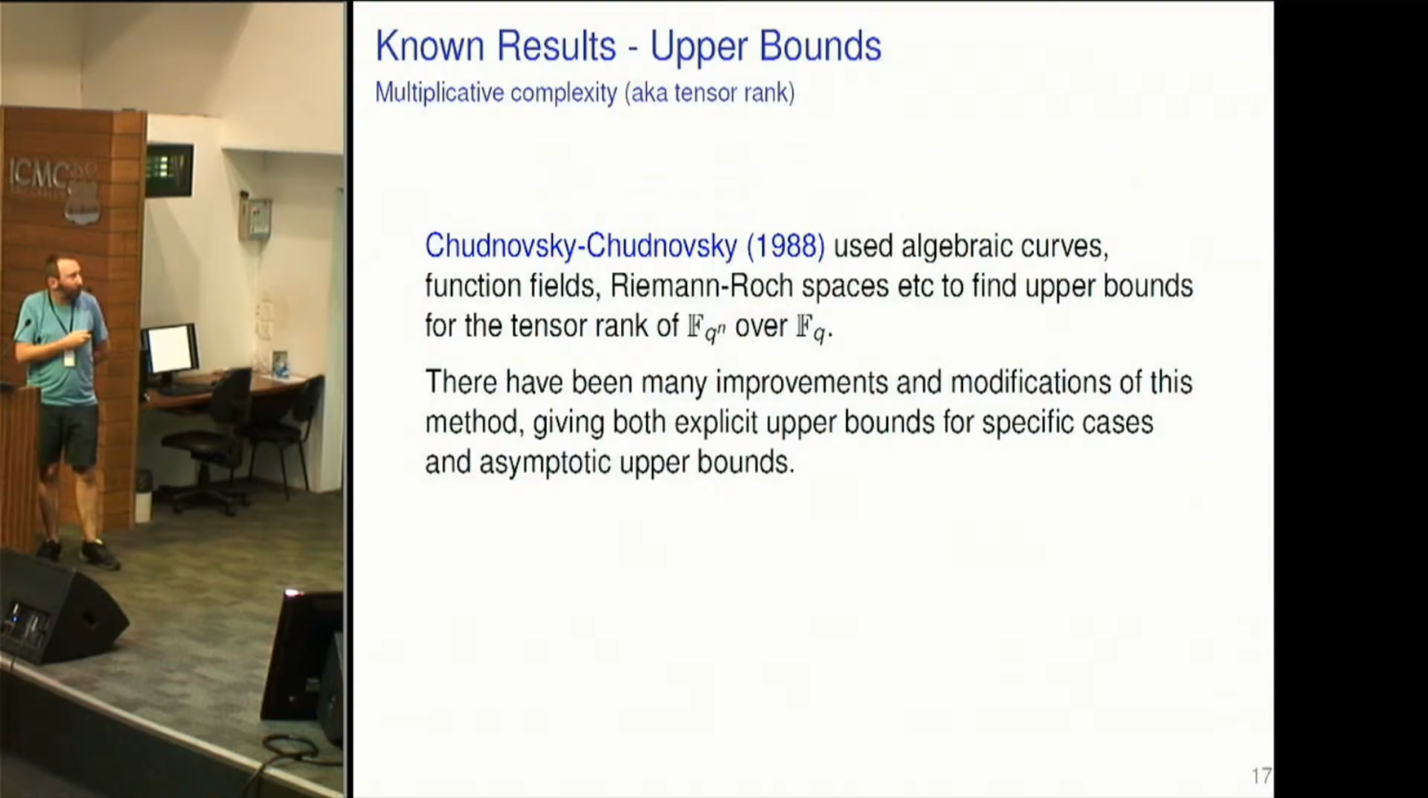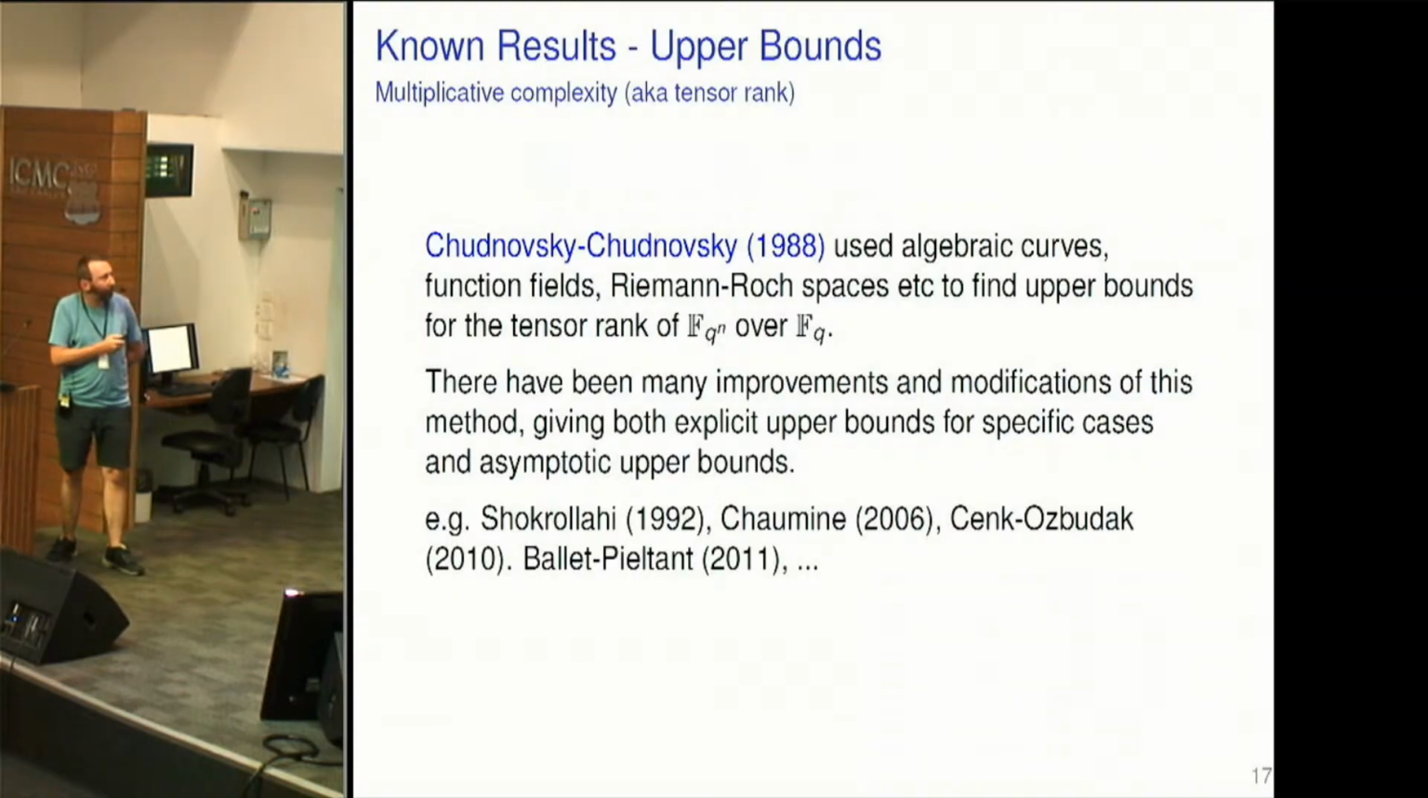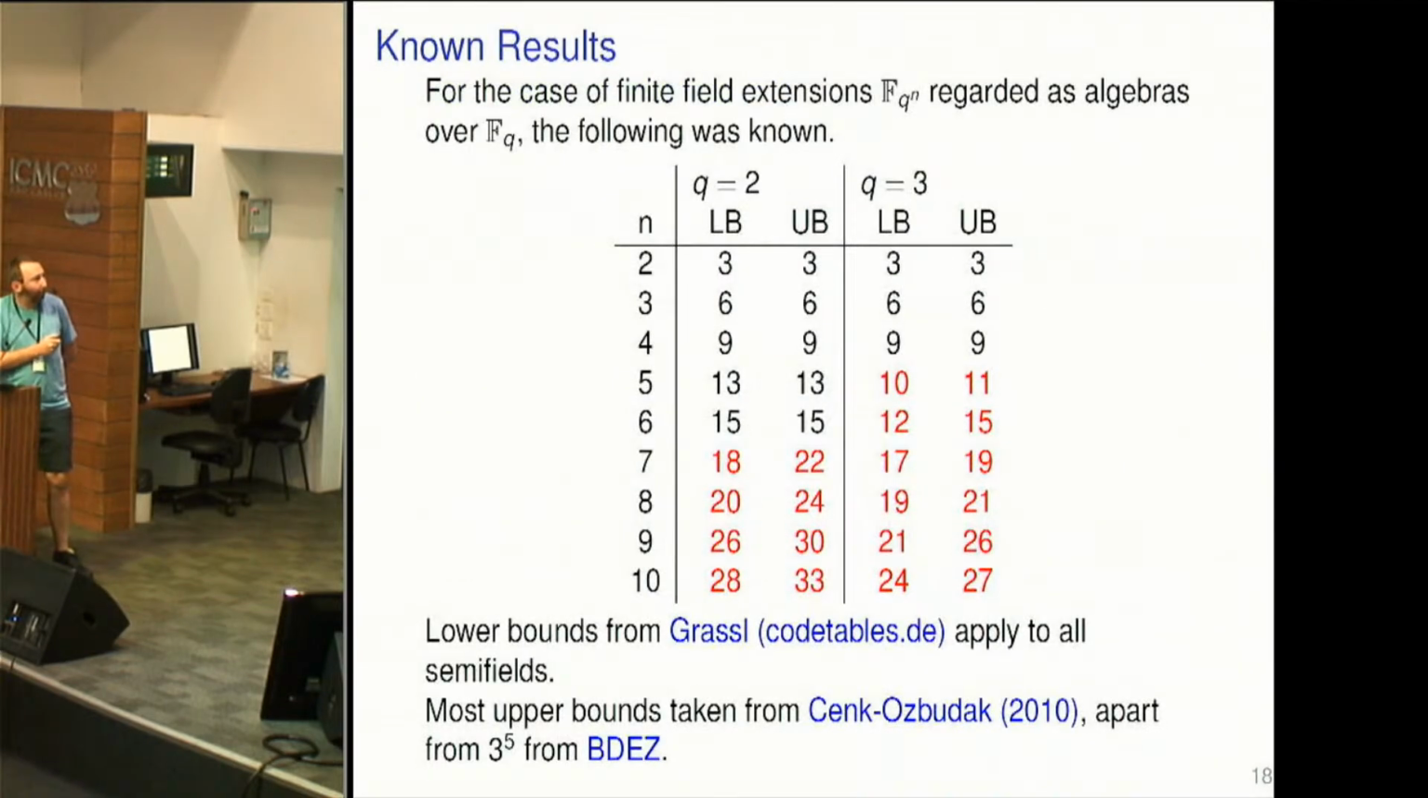And there's lots of other work in recent years, various authors using algebraic curves to get the best possible known implementation of finite field multiplication. So here's a table just for the field extension F_q to the n. The lower bounds are coming from coding theory. The upper bounds are coming from the algebraic curve stuff. And the red ones are where there are gaps, where there are maybe potentially better algorithms than the currently best known.